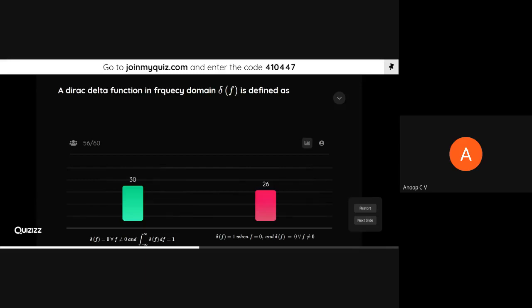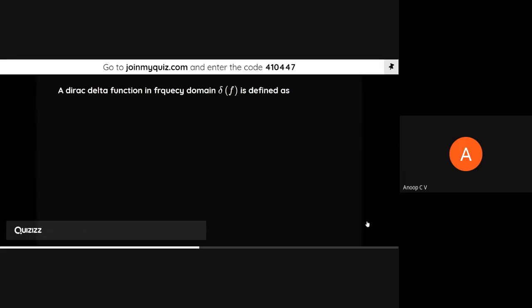It's not that del of f is equal to 1 when f is equal to 0. It's that the area under del of f will be equal to 1. Maybe you might have studied this in signals and systems and even in DSP. We are just recollecting. So I think you are okay with this definition. Now we'll move on to the next question.